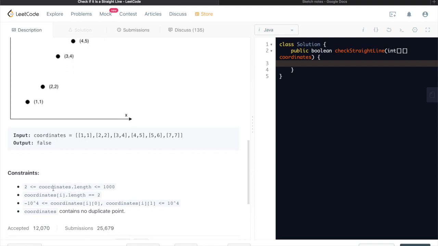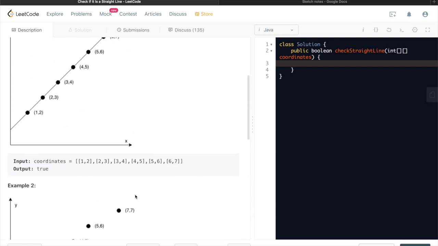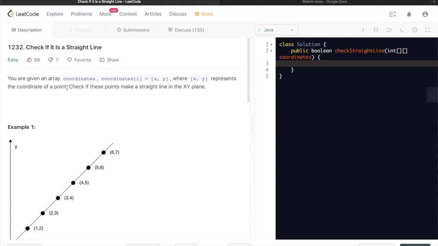There are a few constraints here. The coordinates length is always two, there are minimum and maximum bounds on the coordinate values, and there is no duplicate point. All of these constraints basically simplify the problem. So this is a very basic and easy question.